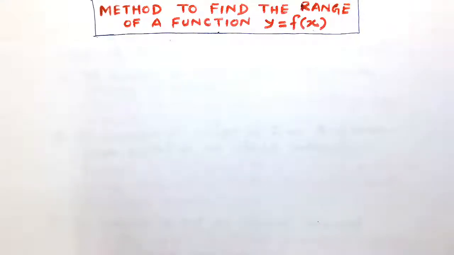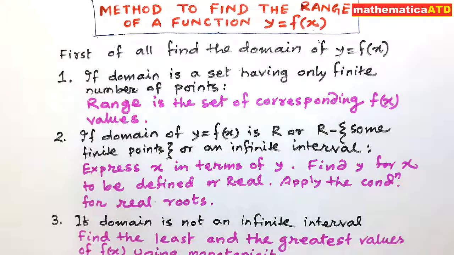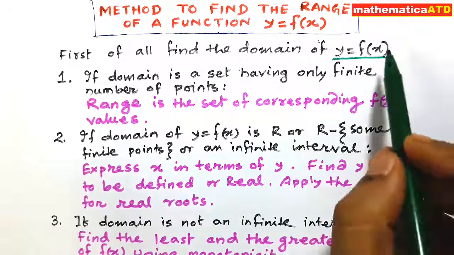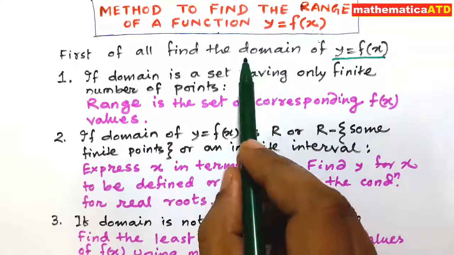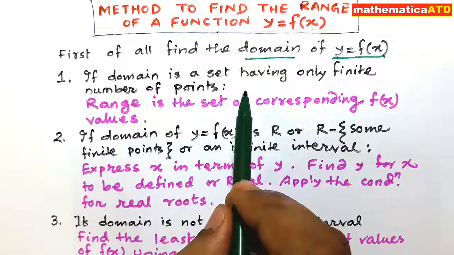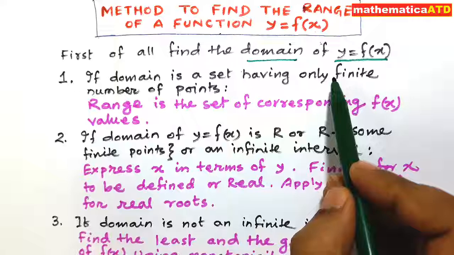Friends, today's topic is the method to find the range of a function y is equal to f(x). First of all, find the domain of y is equal to f(x). The given function is y is equal to f(x), so first of all, we shall find the domain of this function. Next step is, if the domain is a set having only a finite number of points.